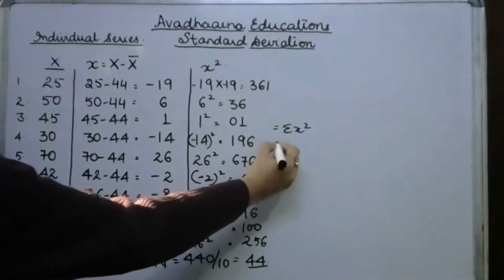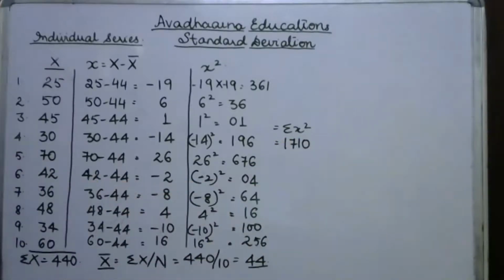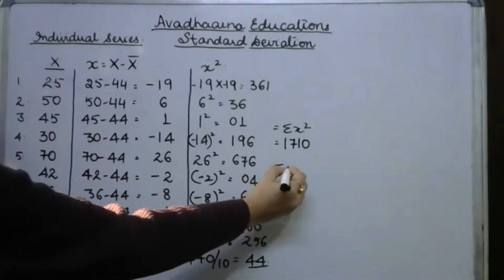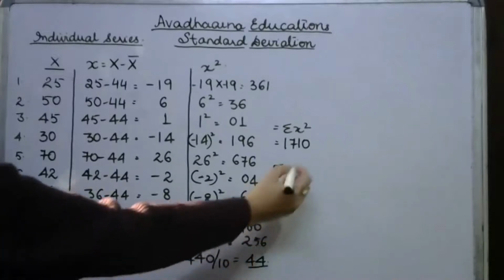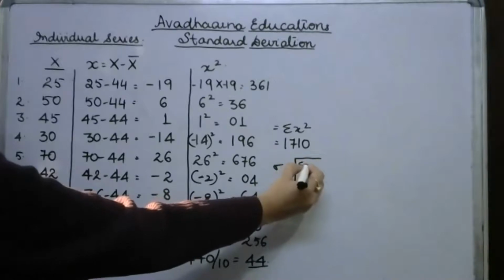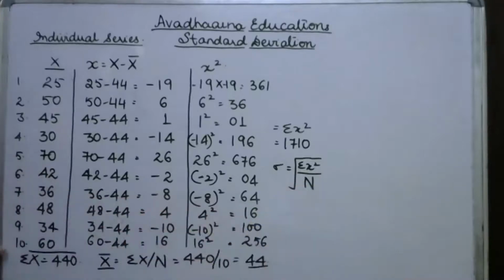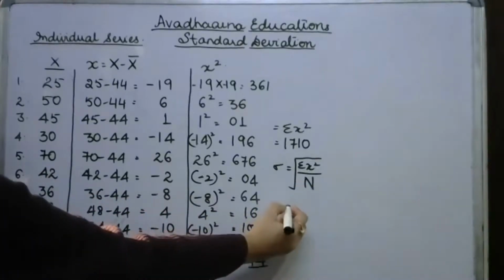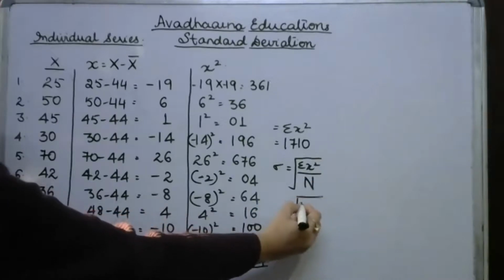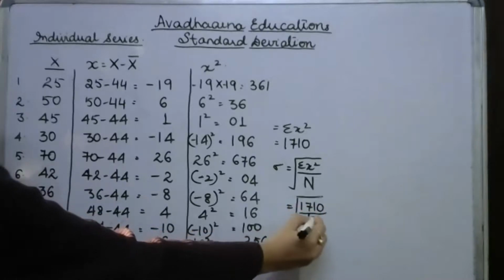So that is 1710. Fine. Now let's apply the formula to calculate the standard deviation. This is the notation for standard deviation, and the formula is under root of summation x square upon n, and n in our case is 10. Let's substitute the value. Under root of summation x square, 1710 upon 10.